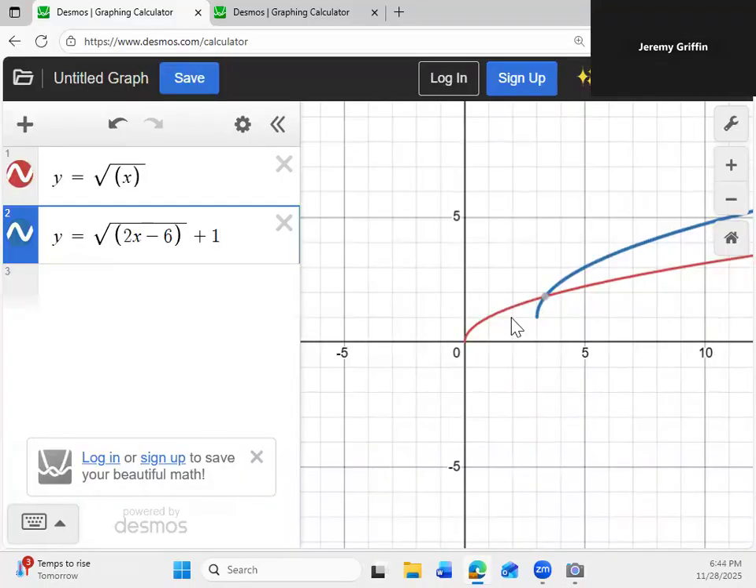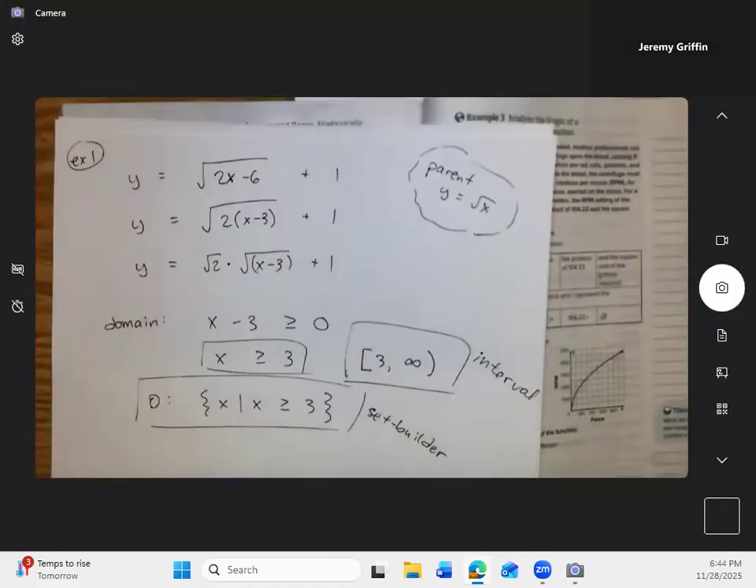The parent function is in red. The new version is in blue. Yeah, this is to the right 3 up 1. You see this origin point? Right 3 up 1, just like I said. And it looks like it is stretched vertically a little bit. It's kind of subtle, but you can tell. The blue one's stretched vertically by a factor of 1.414. That is exactly what it should look like. So we are in good company.